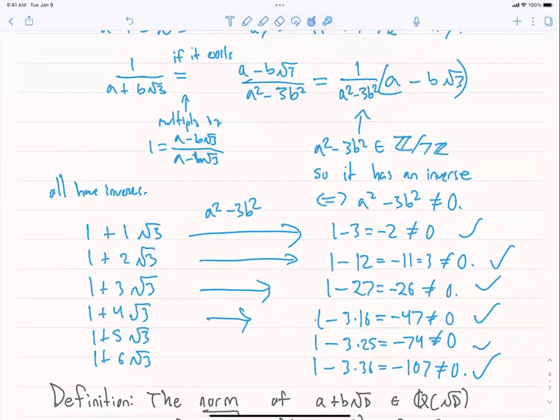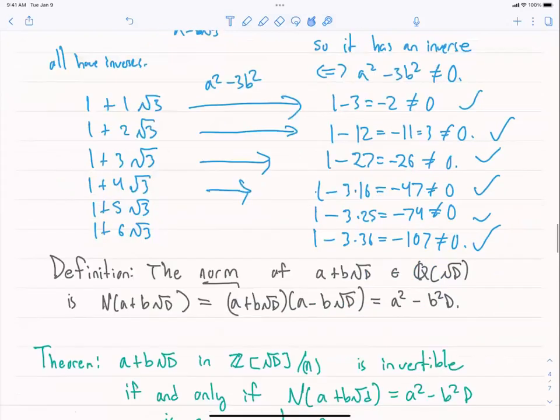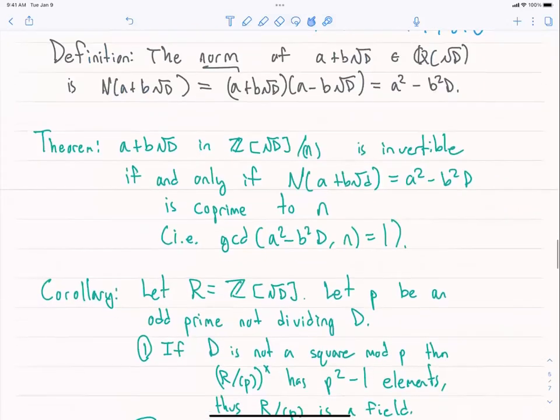And so we give it a name. We define, for any element in Q adjoin square root of D, so that's something in the form A plus B square root of D, where A and B are rational numbers, the norm to be A plus B square root of D times A minus B square root of D, which is equal to A squared minus B squared D.